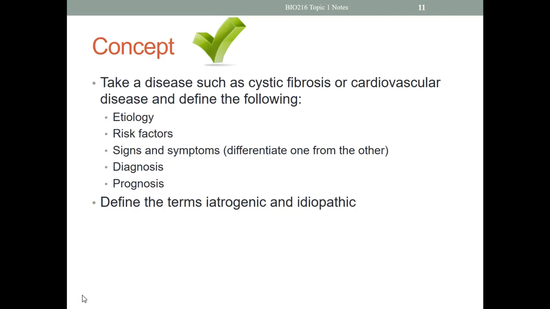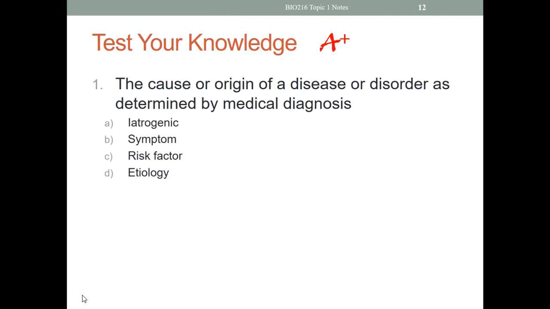Etiology. In the case of cystic fibrosis, that is a genetic disorder. Now, at this point you're not expected to know that cystic fibrosis is genetic, but rather what the term etiology means. Are there any risk factors? What does risk factor mean? What are the signs and symptoms? And you should be able to differentiate a sign from a symptom, not to mention a local versus a systemic manifestation. You should understand the term diagnosis and prognosis, and then be able to differentiate between iatrogenic and idiopathic.